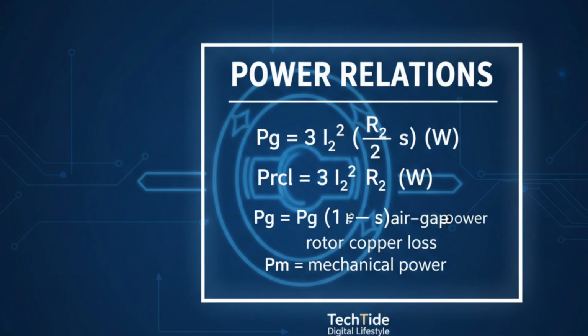Now let us see the power flow inside the induction motor. Air gap power, represented by Pg and measured in watts, is the power transferred from stator to rotor across the air gap. A part of this air gap power is lost as rotor copper loss, which is represented by PRCL and also measured in watts. The remaining part is converted into mechanical power, represented by PM, and is equal to air gap power multiplied by 1 minus slip. These three relations are extremely important for calculating.